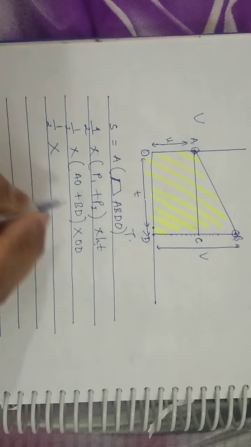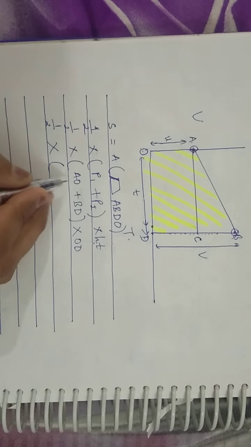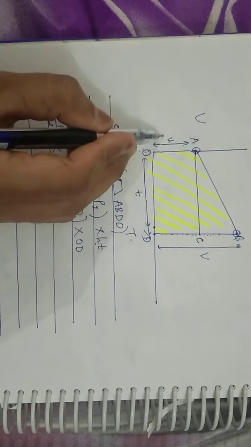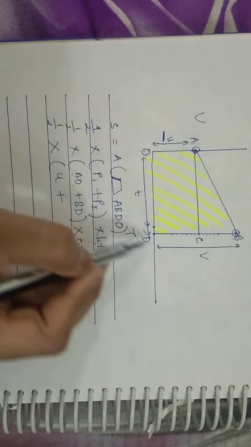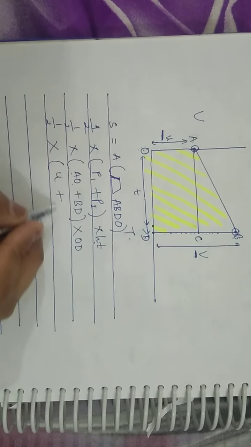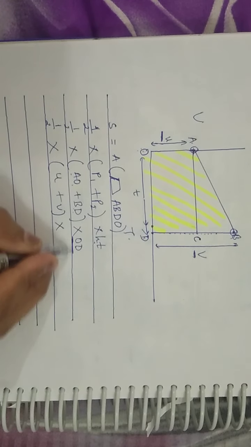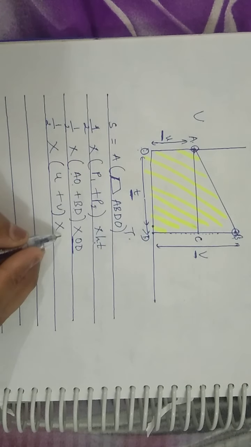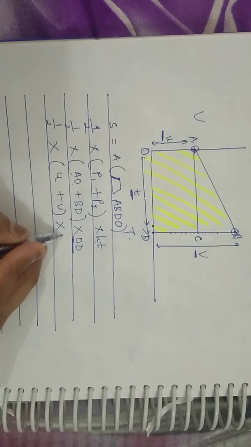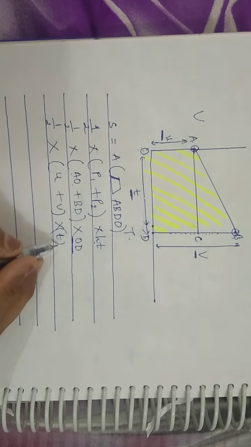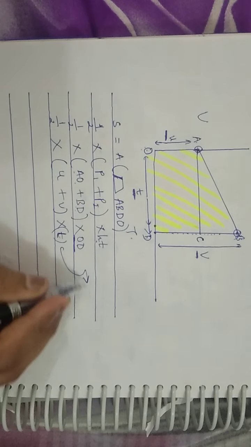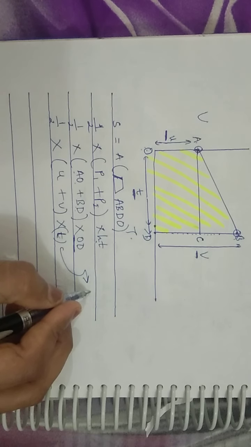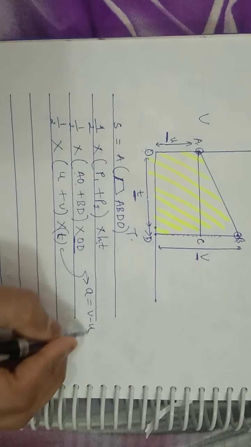Now, half into, simply putting the values here: AO is equal to U, BD is equal to V, and OD is equal to T. So we can write it as T here. Now, can we write T as V minus U upon A? Of course. How? With the help of this formula, that is A is equal to V minus U upon T.